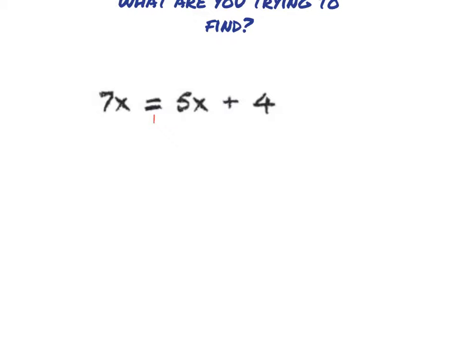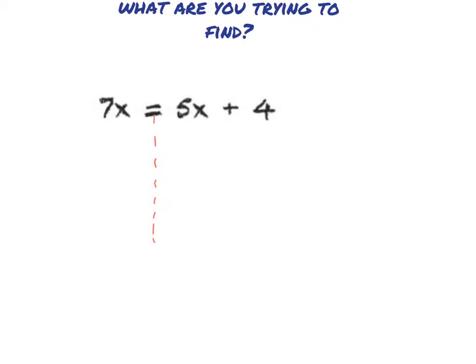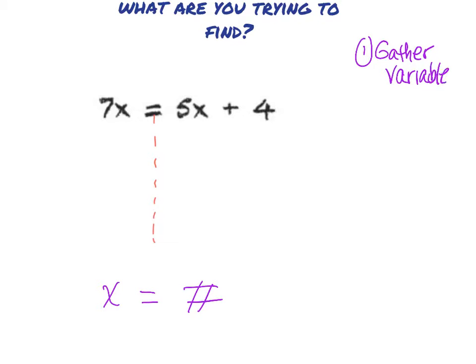Step 1, separate both sides of the equal sign. Now, you are trying to find what x is equal to. The final answer that you want is going to be something like x is equal to some number. That's what you're trying to find. So hopefully by separating both sides of the equal sign, you're going to recognize that you first have to gather all of your variables on only one side. And in order to do that, you have to use the inverse operation.